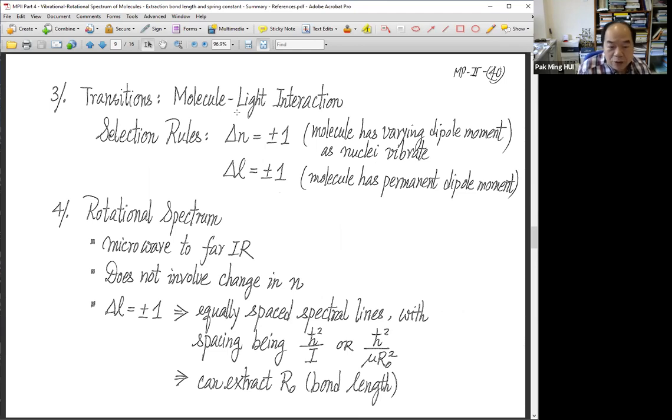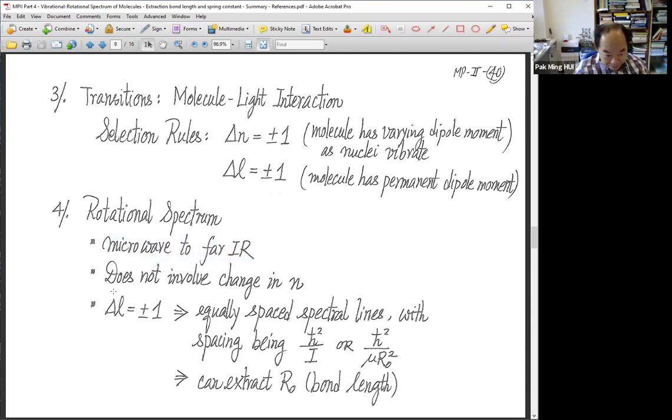Then we discuss selection rules, delta N and delta L. And then the rotational spectrum, usually in the microwave and touching the far infrared range. This is 10 to the 11 to 10 to the 12 hertz, that range. We just talked about 10 to the 13. That is another 100 times higher.